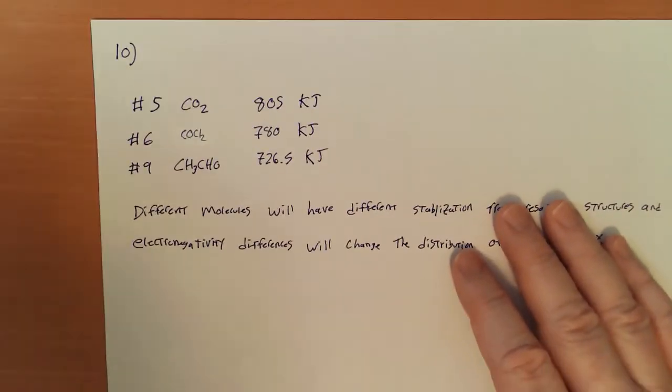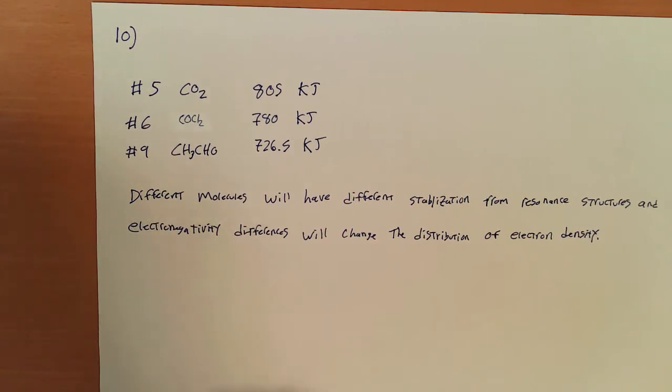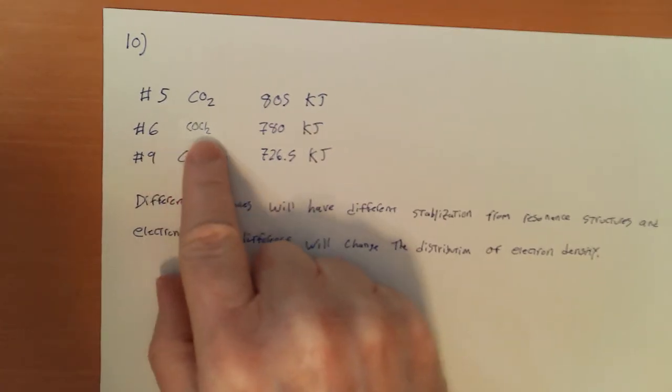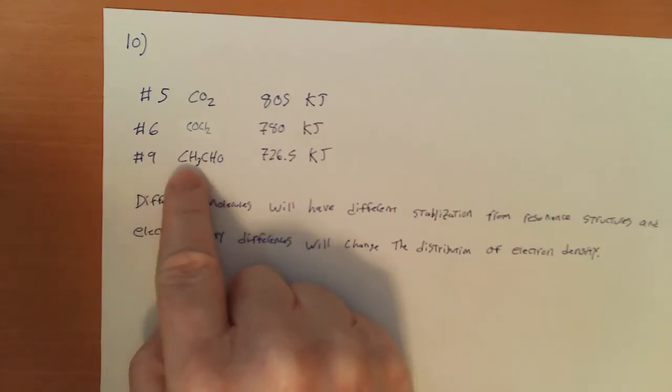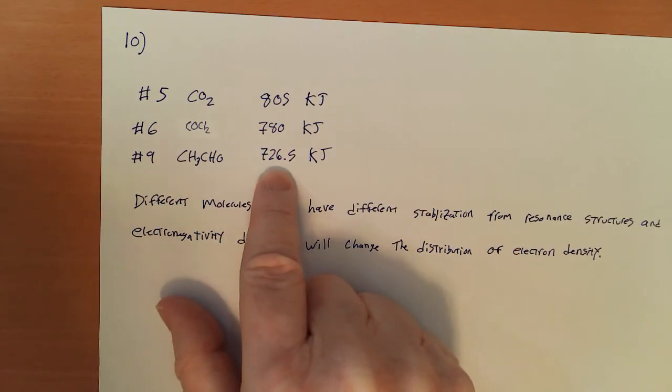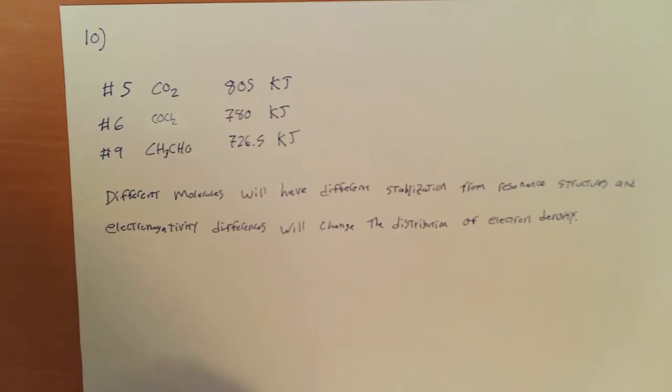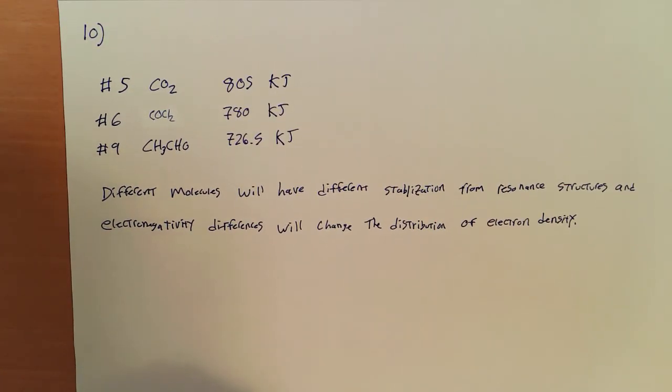Now, a little comparison for a carbon to oxygen double bond. In CO2, I got 805. In COCl2, 780. And in that aldehyde for number 9, 726.5. So the bonds are not always going to be exactly the same energy in different molecules. It depends upon what else is there.